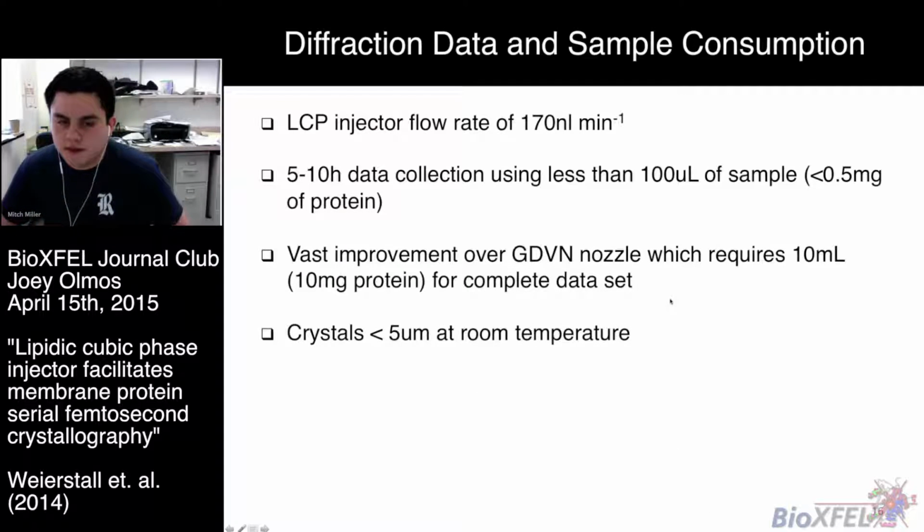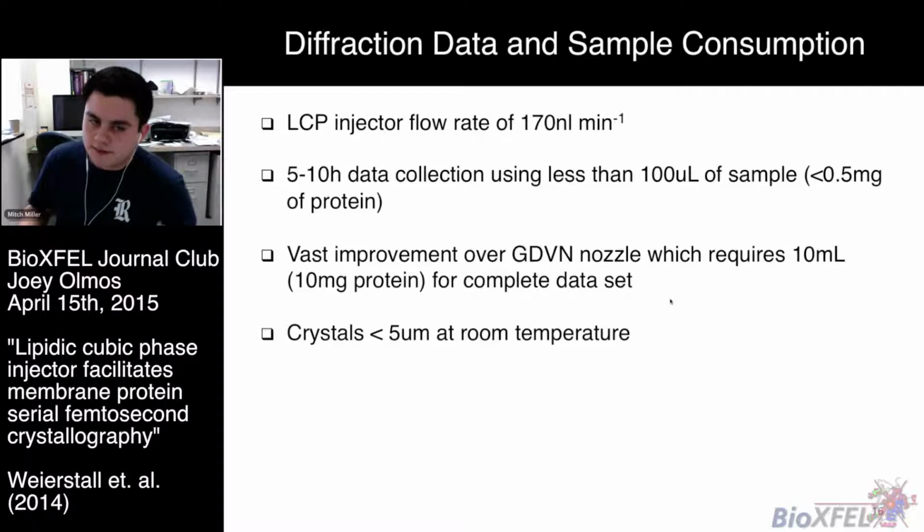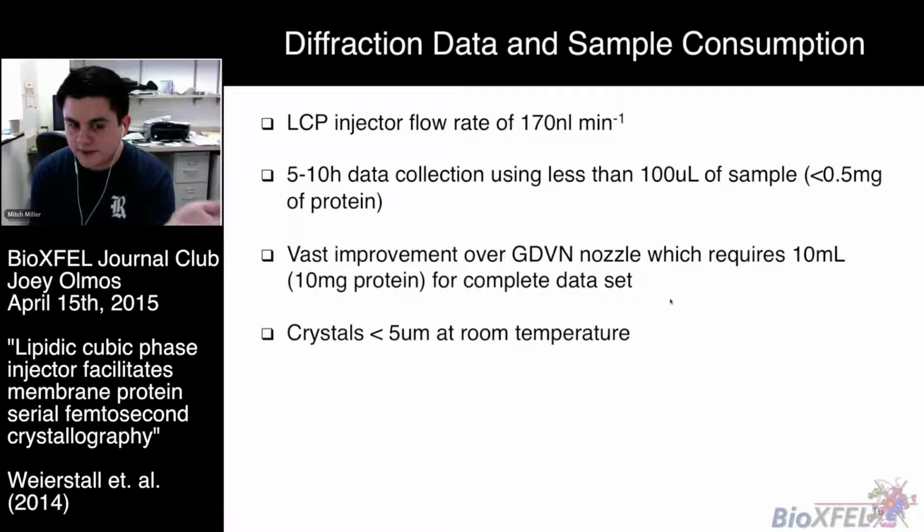So the LCP injector flow rate for the data collection was 170 nanometers per minute. It took from 5 to 10 hours for the data collection. And the neat thing was that they used 100 microliters of sample, which was less than 0.5 milligrams of protein, which is a vast improvement over the gas dynamic virtual nozzle requiring 10 milliliters to 10 mgs of pure protein to obtain a complete data set of your molecule of interest. And so these crystals were sub 5 micron, and they were collected at room temperature.